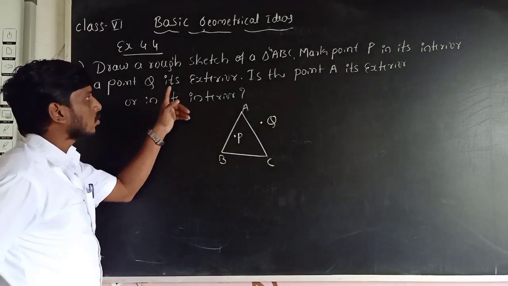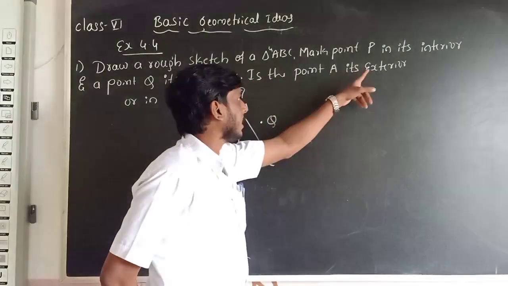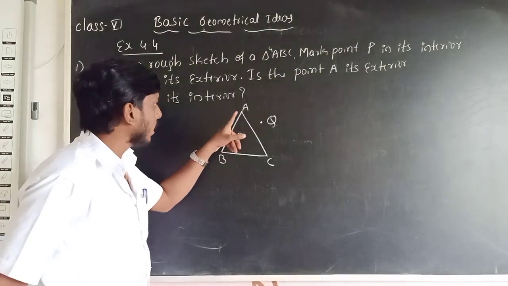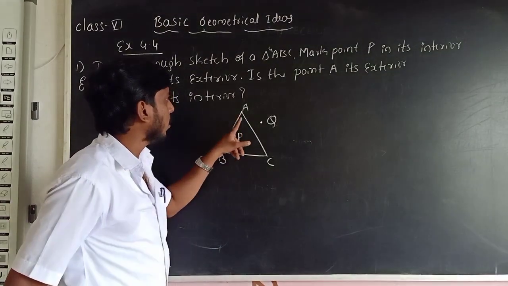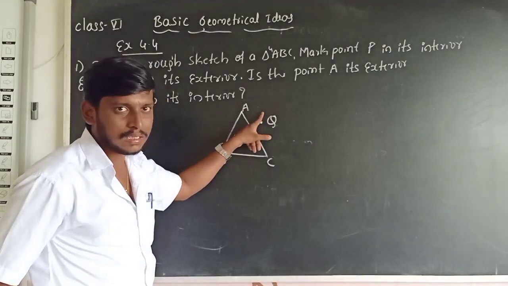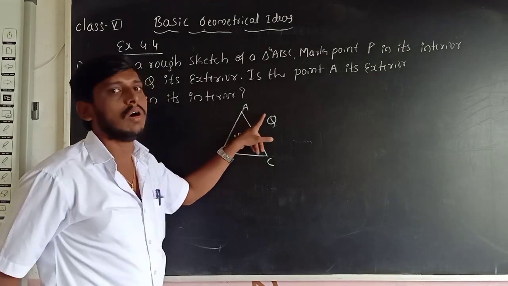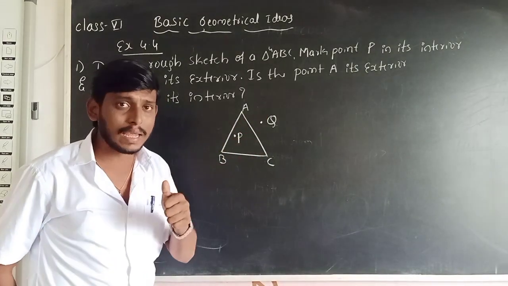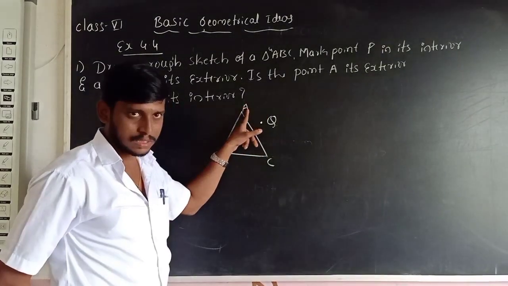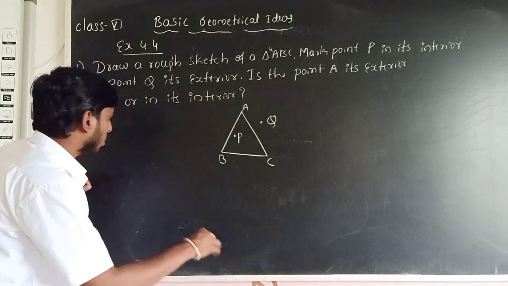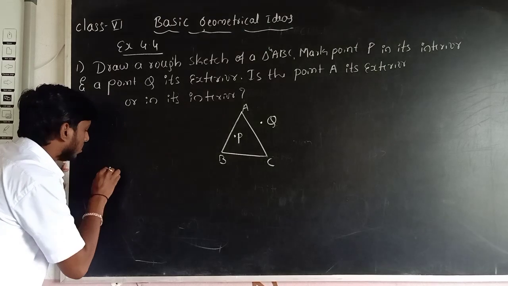What is the actual question? Is the point A in its exterior or its interior? So tell me whether the point A belongs to interior or exterior. It is neither interior nor exterior. Then what do you mean by A? A is a vertex. It is neither interior nor exterior. So how to write the answer?